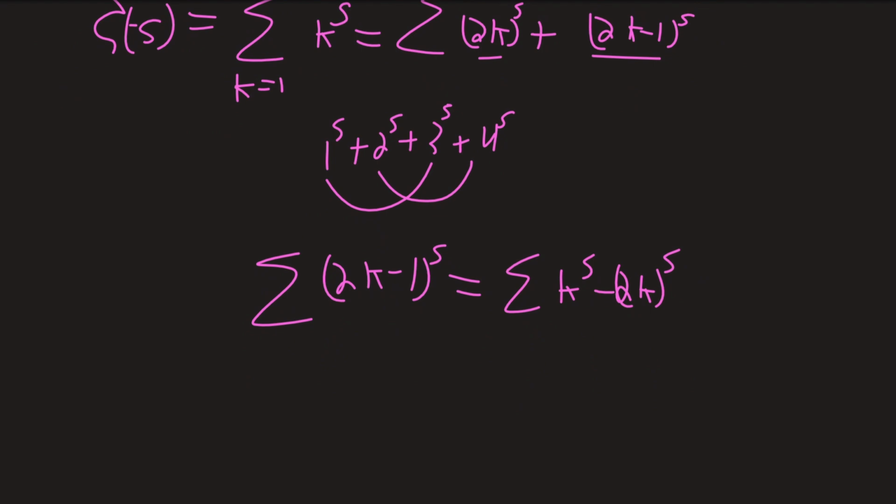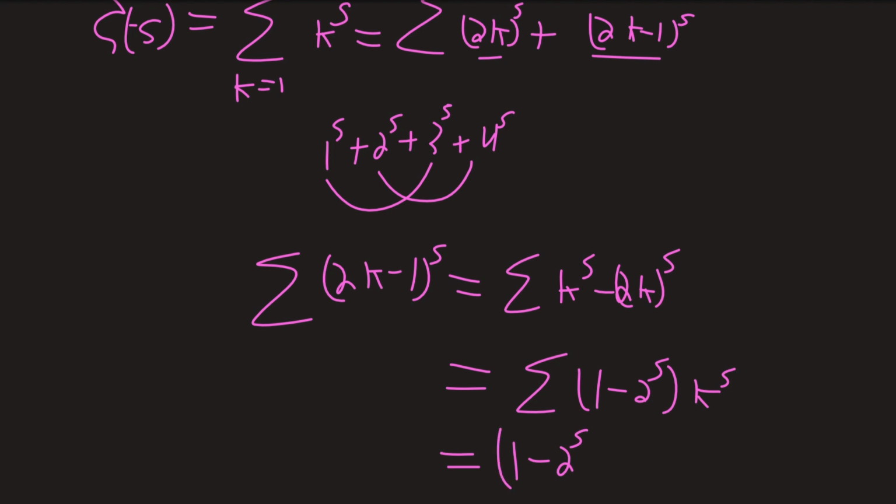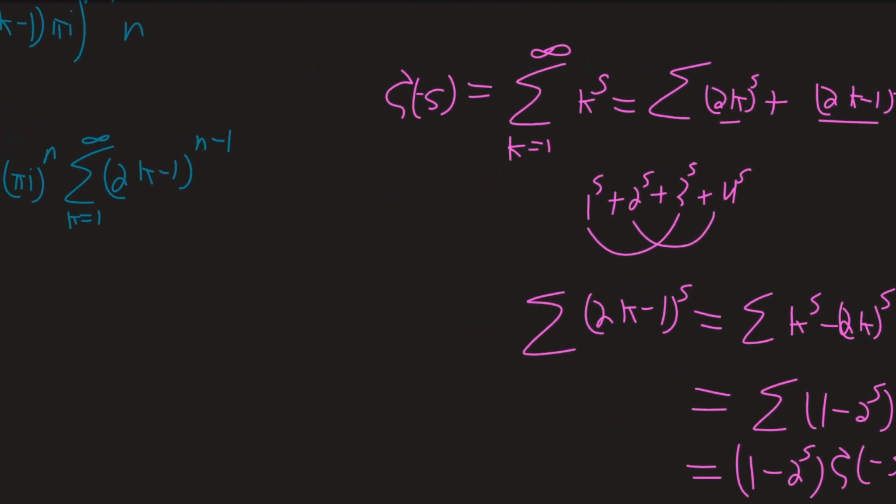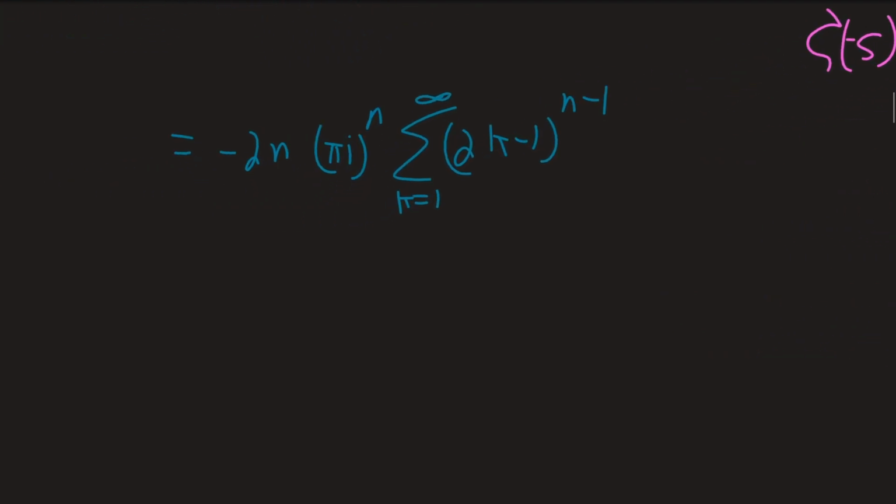But we can just factor out a k to the s here, right? And then we can put that in terms of the zeta function. So this right here is really just the sum of 1 minus 2 to the s, and then k to the s. Meaning that this right here is just equal to 1 minus 2 to the s times zeta of, well, negative s. And this is what we've just evaluated our infinite series in terms of the zeta function, which is awfully helpful, because we just have our series right there. So I'm going to just sub that in real quick.